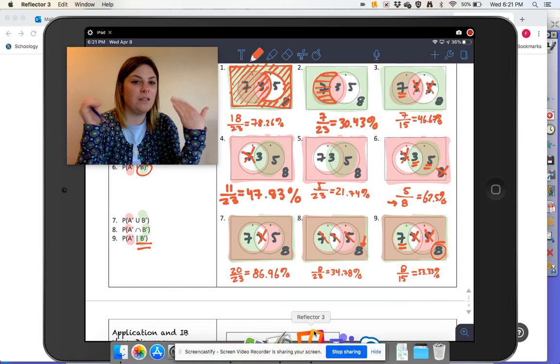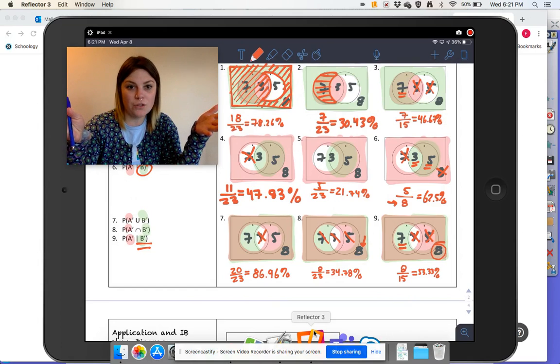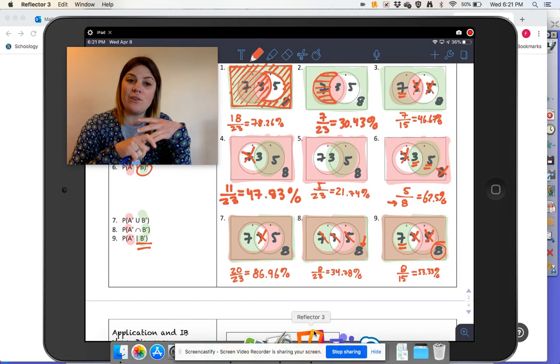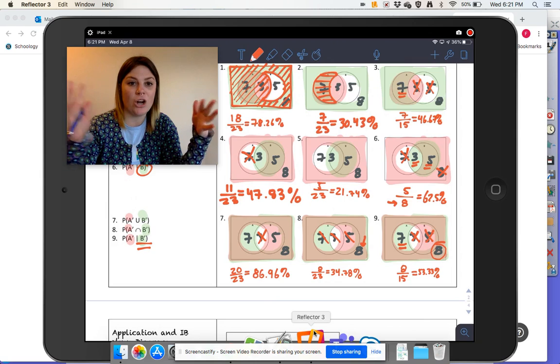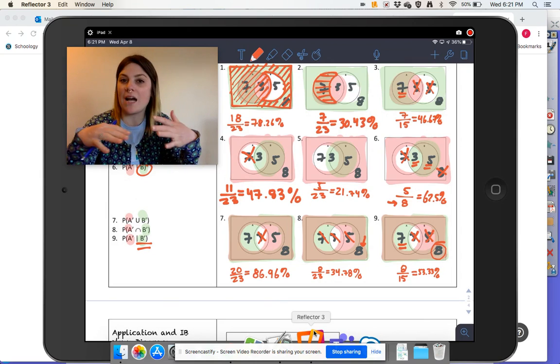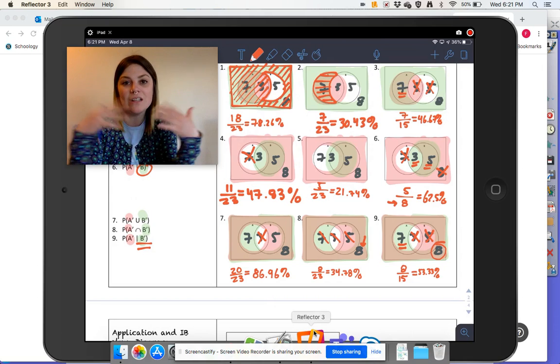I mean, these are probably more difficult than the ones that I'm going to put on your formative or your summative, but it's good to practice these harder ones so then when you get to the actual questions that you have to answer, it's not going to be as difficult.